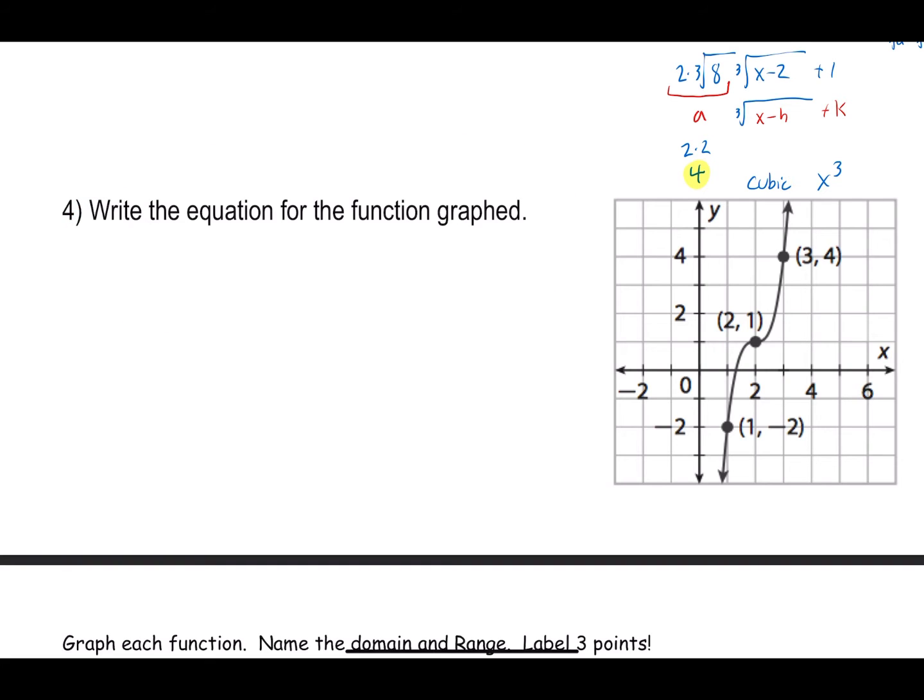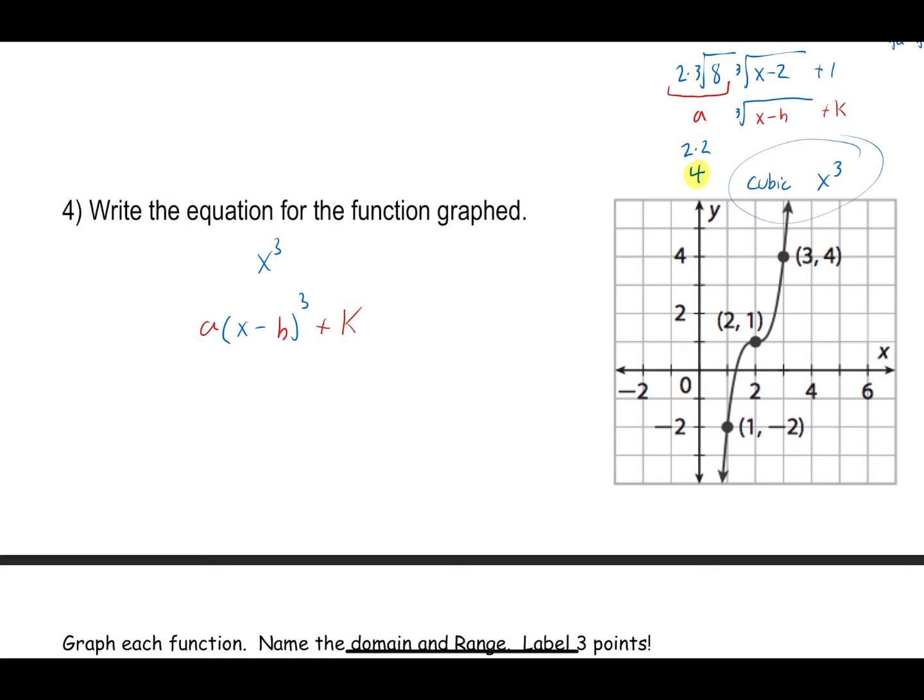Now there's 2 ways to go about this. 1, you need to know its parent function. We had to know just from the general shape that this is a cubic function, which means we're going to be attaching parts to something cubed, and it's very, very important that we know it's a cubic and not a cube root. So, we need an a value out front, maybe an h value on the inside, moving it left and right, and a k value on the outside, moving us up and down.